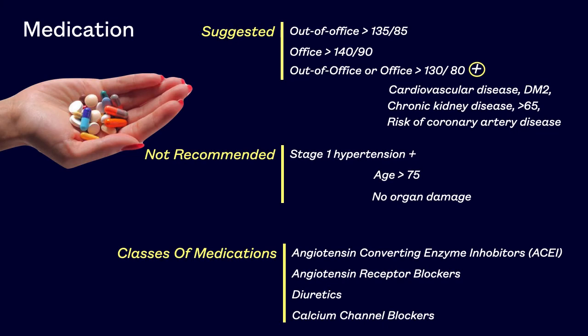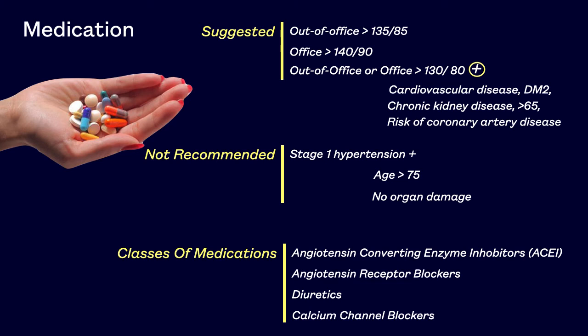Have in mind that not all patients with hypertension need antihypertensive drug therapy. In fact, medication is generally suggested only for patients with an out-of-office blood pressure higher than 135 systolic or higher than 85 diastolic, or office blood pressure higher than 140/90. It's also recommended for patients with an office or out-of-office blood pressure higher than 130 systolic or 80 diastolic, who also have other features.